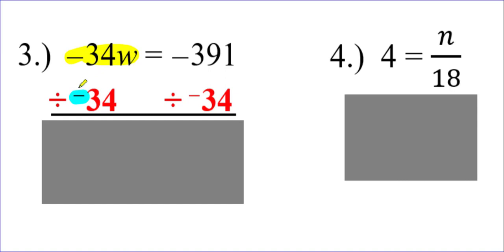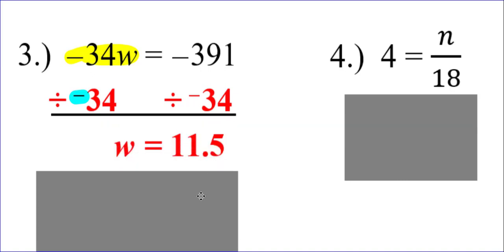The inverse of multiplication was division. Do not change the sign of the number that is along with what was happening to the variable. So that negative 34 is still negative 34. So we divide by that on both sides. A negative divided by a negative is a positive. Again, if you're allowed to use a calculator, perhaps you would use it, and you get positive 11.5.